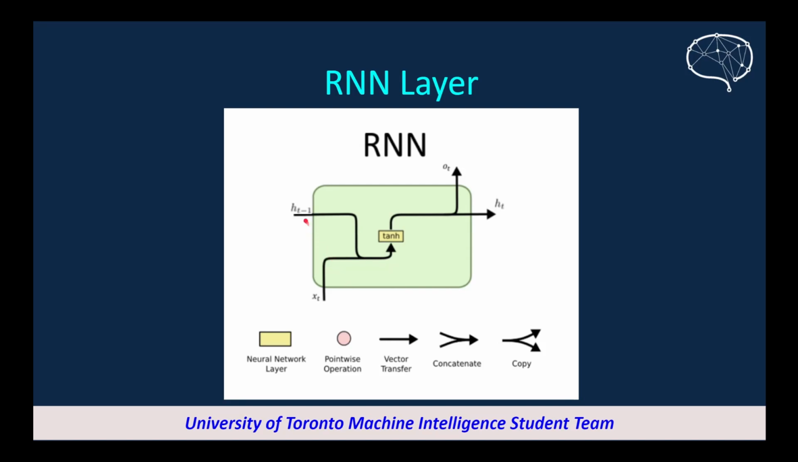So for example, the information from the last hidden state is passed to this RNN layer, but it concatenates with the current input in this cycle, and together they pass into this neural network. The output of the neural network, of course, goes to the output, and the same thing will also go to the next RNN layer in the next iteration.